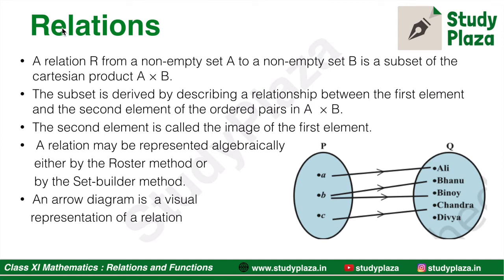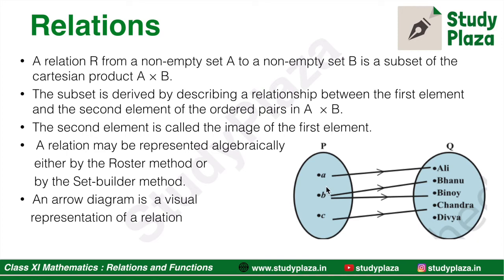Hence in total we will get the 8 ordered pairs. Now we move to the next topic, that's relations, and exercise 2.2 is based on this topic. First we will understand what is the meaning of the word relation. A relation R from set A to set B is a subset of the Cartesian product of A and B. This subset is derived by describing the relationship between the first and second element of the ordered pair of the Cartesian product A and B, and the second element is called the image of the first element.